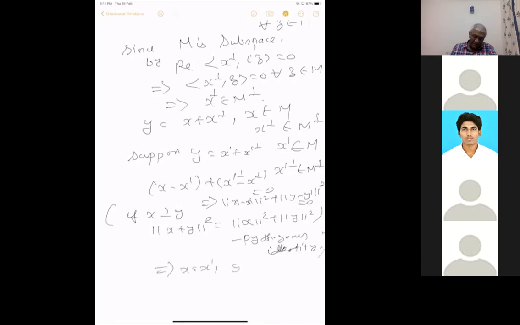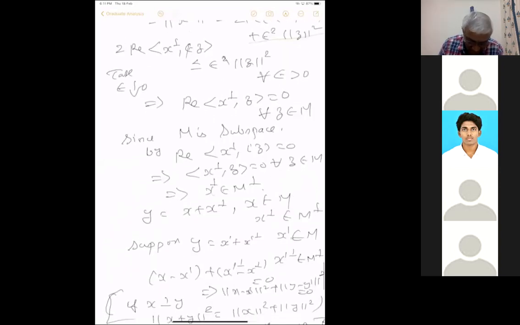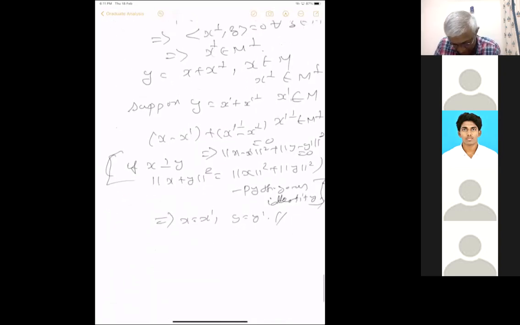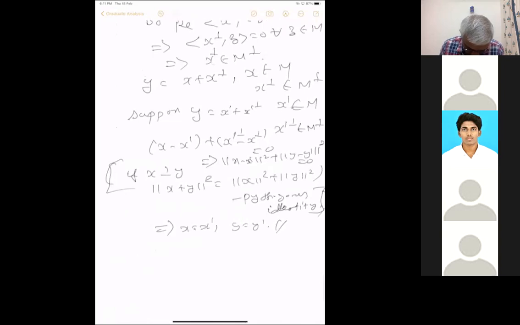If you look at the notes, you may get confused, but this is just the Pythagoras identity I'm using. So x and x perp are unique. Otherwise also, we have already proved that the intersection of M and M perp is 0, and that's what this says. So by our definition, H is M direct sum M perp.